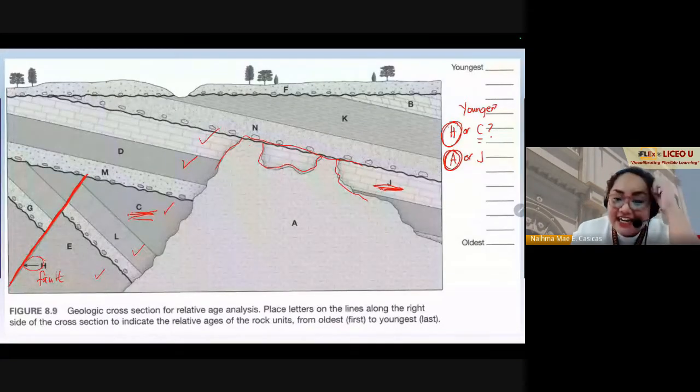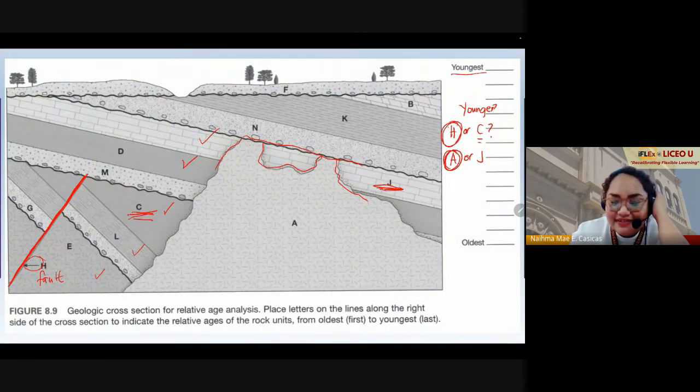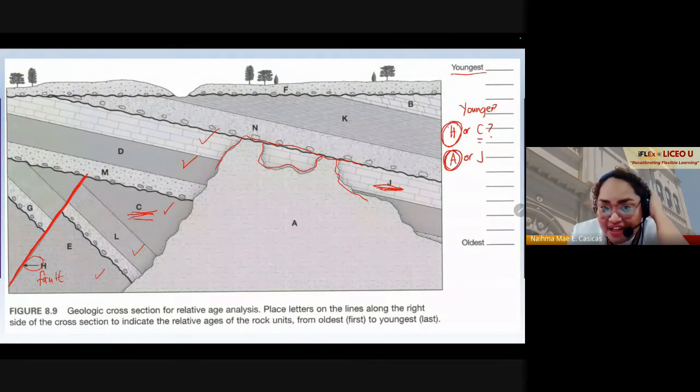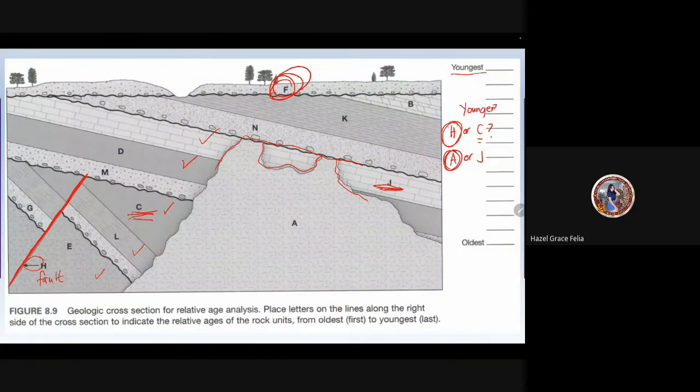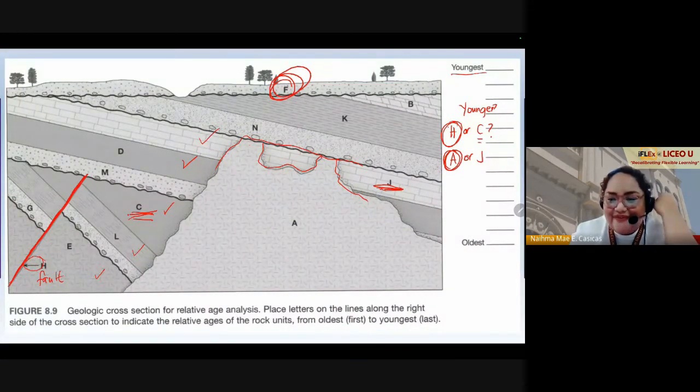Ayan. But, which is the youngest? Which is the youngest layer among all the layers? Kasi pinaka young. That's layer H? Fault H? Kasi pinakabata. Si layer F. Ayan. So, siya, pinakabata.